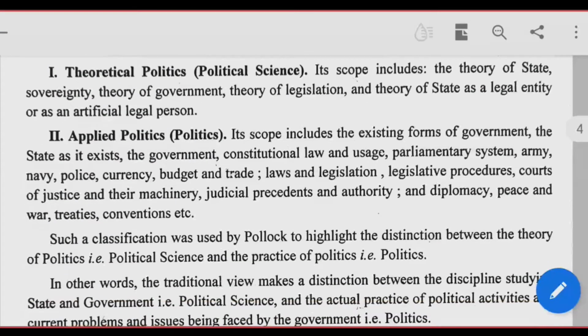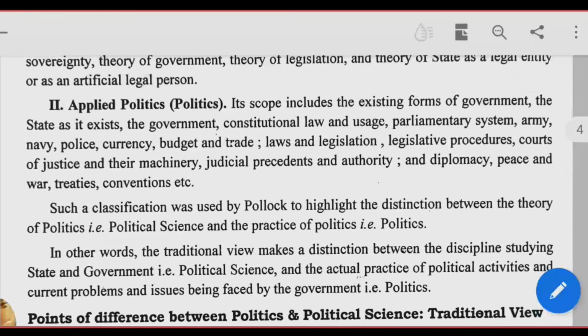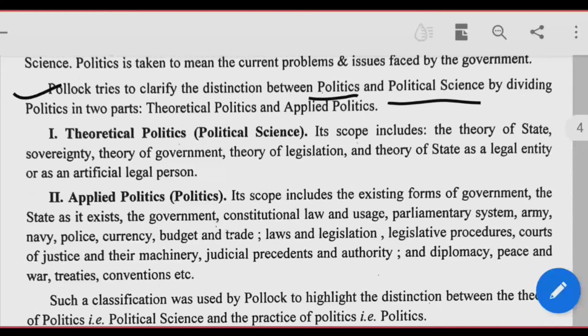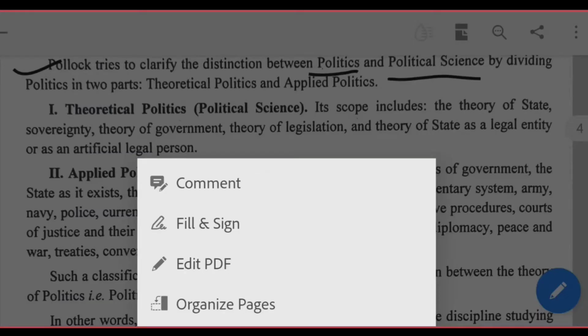Number one, theoretical politics and applied politics. Theoretical politics means when we study, that is theory. When we apply that theory in a practical form, that is applied politics. Now theoretical politics: its scope is the theory of state, sovereignty, theory of government. Whenever we study the state, government, organs of the government in the form of a book, we only study, we are not applying that. That is theoretical politics.